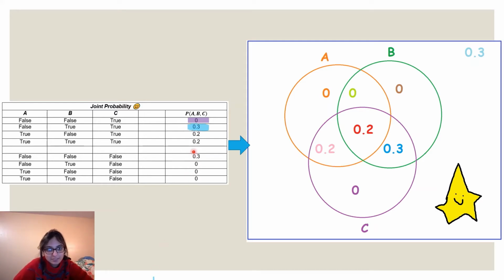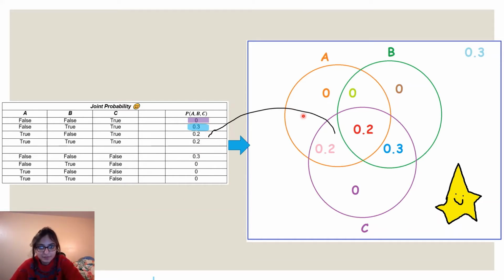Then this part is where A is true, B is false, and C is true. This is similarly the intersection between A and C, but it's not including B. So this is the intersection between A and C, which is point 2. This point 2 is just this part here.